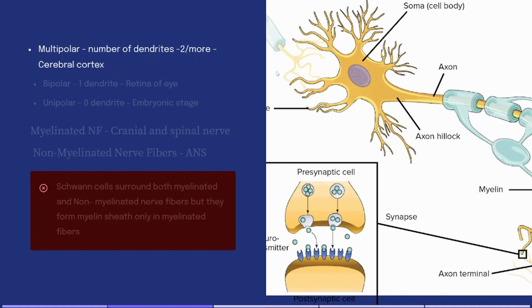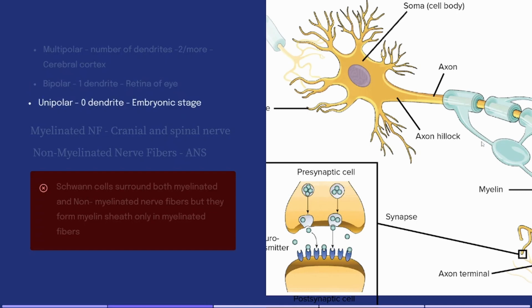So these neurons are divided based on the number of dendrites. First there are multipolar neurons, which have two or more dendrites. They are present in the cerebral cortex of the brain. Next, bipolar neurons, which have one dendrite. So there is one dendrite, a cell body and an axon. These are present in the retina of the eye. When we study the structure of the eye, this will come up again.